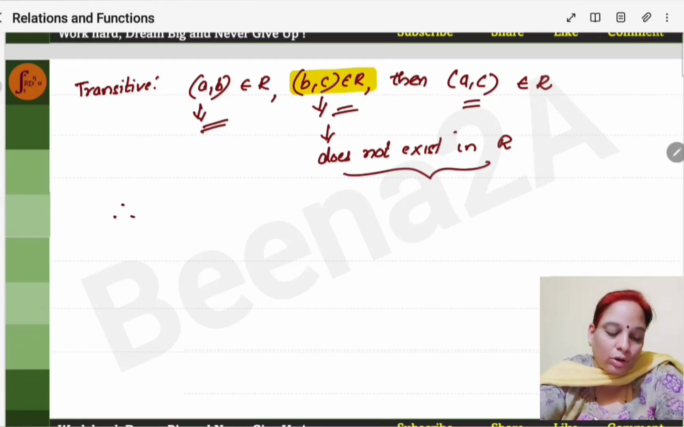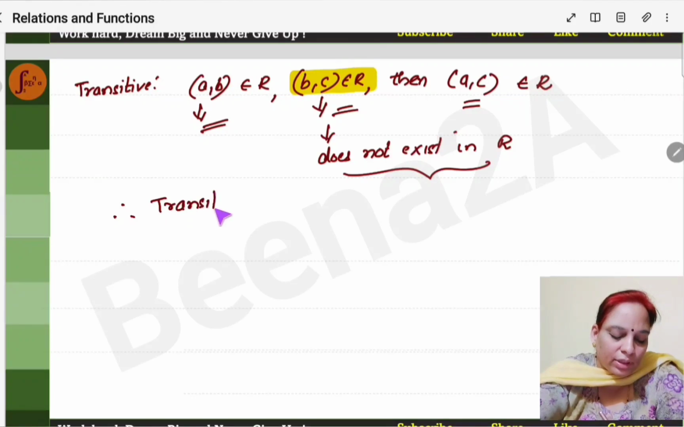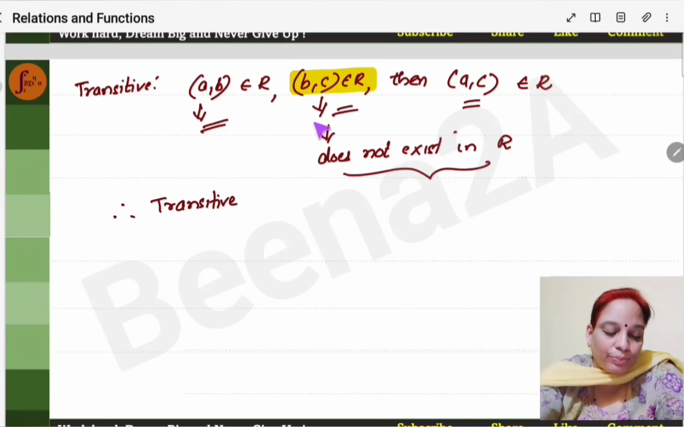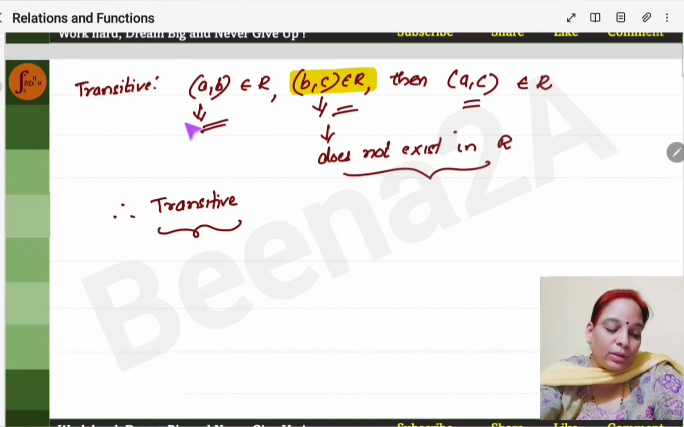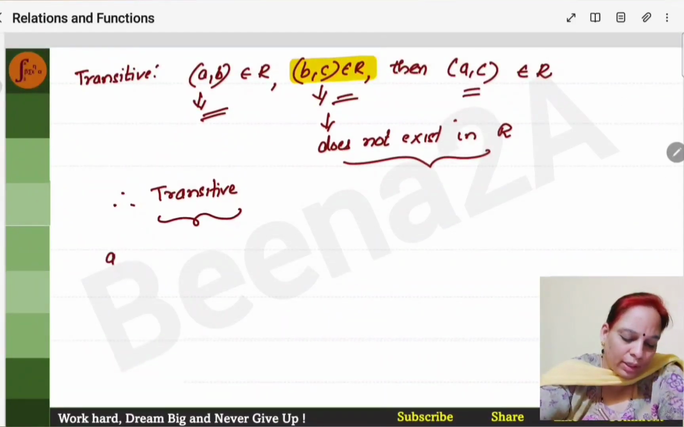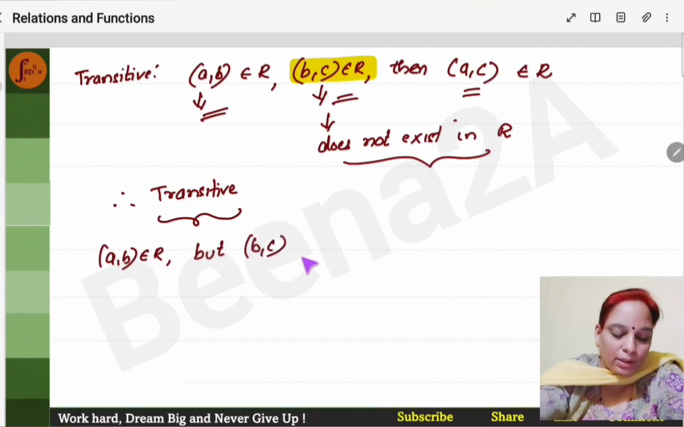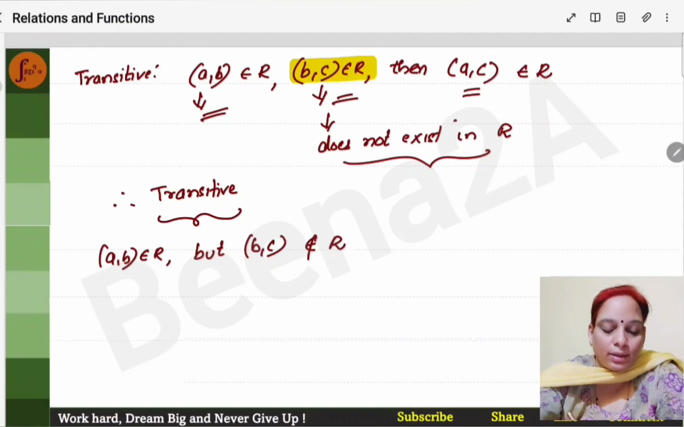Therefore, you will not call it not transitive. You will say it is transitive, because you cannot validate. Since you cannot figure out, you cannot conclude that this is not transitive. So you will say this is transitive because you cannot verify, because (B, C) is not there at all in that list. Therefore, you should write (A, B) belongs to R, but (B, C) does not belong to R. Therefore, R is transitive.